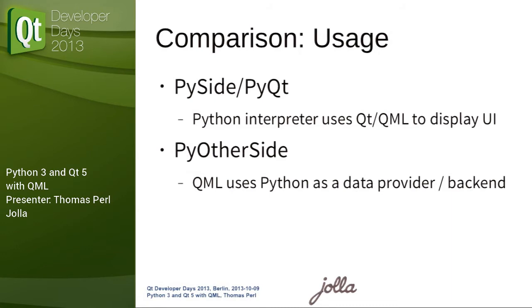So in terms of usage, you have to do a quick paradigm shift. I would like to say that with PySide and PyQt, what you basically do is the boss is the Python interpreter, and it uses the services of Qt and QML to display the UI. And with PySide, we turn it around to the other side. And here, QML uses Python as a data provider in the backend. That means that QML is the boss. Basically, you can do pure QML applications, and then just for things like existing backends, or if you want to use some cool Python module that there's no Qt library for, you can then use Python and provide that with PySide.